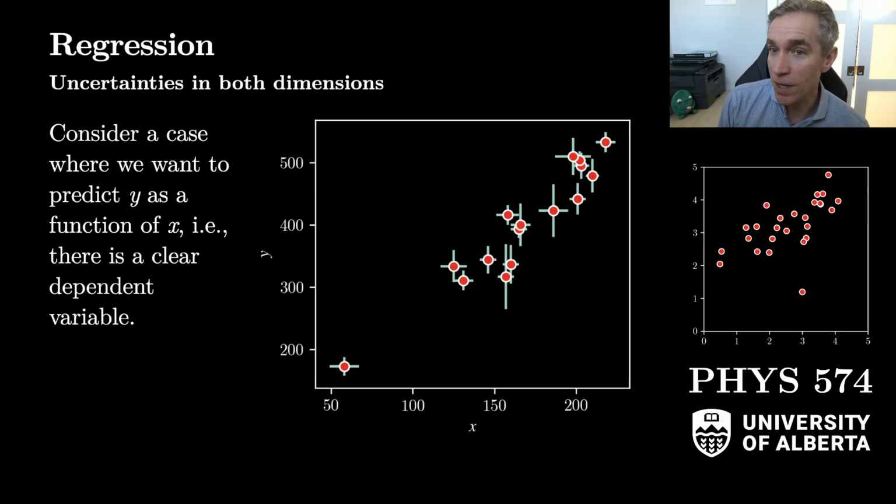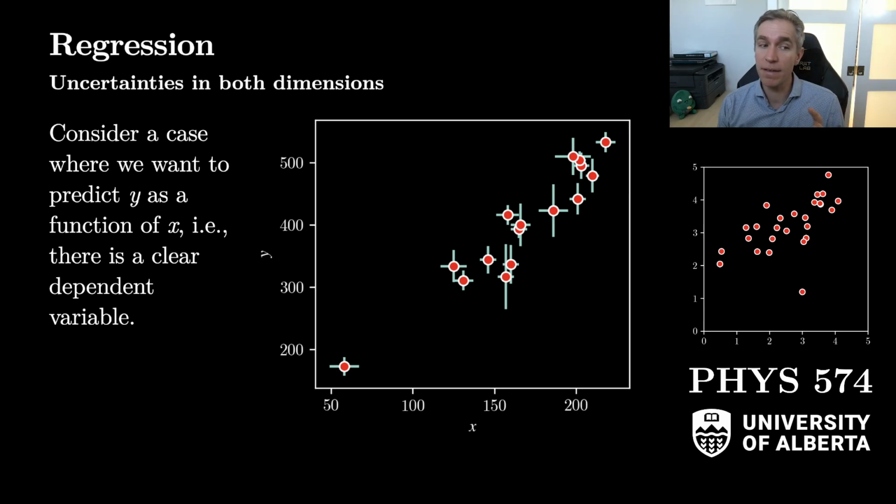The final thing I want to talk about is a regression model. And in this case, we're going to consider the regression model with uncertainties in both dimensions. I call this the hardest problem in statistics. And I'm going to solve this under the very specific case where we want to predict y as a function of x, i.e. there's a very clear dependent variable. So we want to figure out the response of y as a function of x. And I've said that this is statistically different from saying, is there a relationship between x and y, where you don't know which one is the dependent and independent variable.